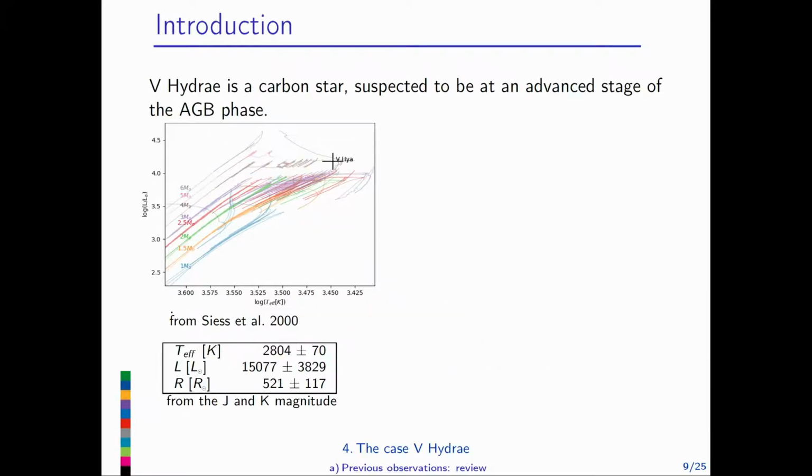So let me introduce this particular star. V Hydrae is a carbon star, which is at an advanced stage of the AGB phase. So here you have the star located in the HR diagram, so luminosity against temperature. You can see that the star is at the AGB, and if we superpose an evolutionary path on that diagram, you can see that the initial mass of the star is about 4 solar masses.